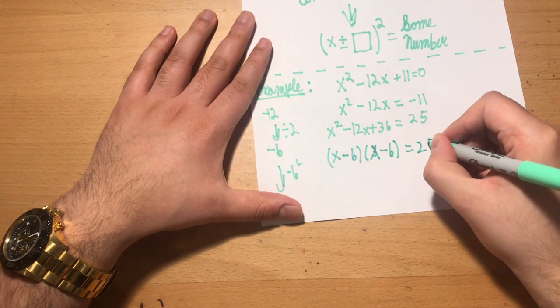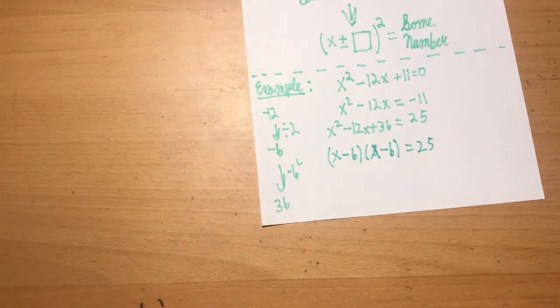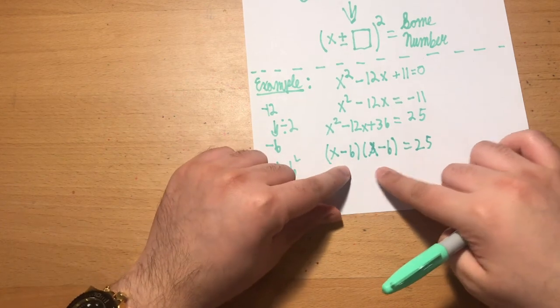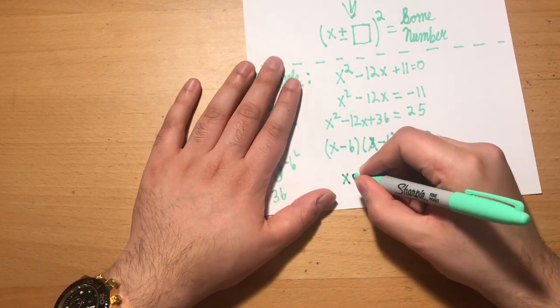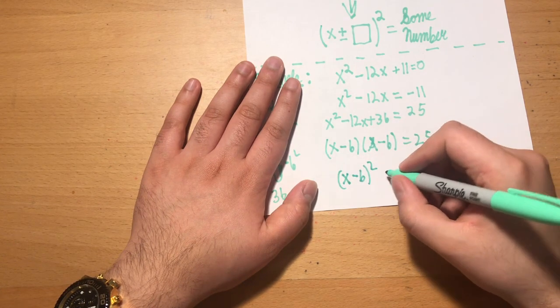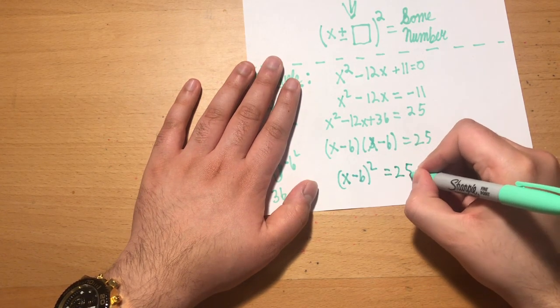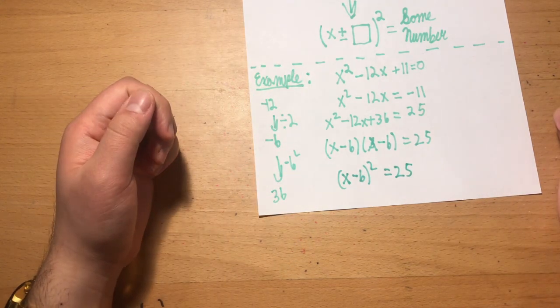And that's equal to 25. Okay? Now, we can square this, we can combine it. Since they're both the same thing, we can now just change this to x minus 6 squared is equal to 25. Now we have it in perfect squared form.